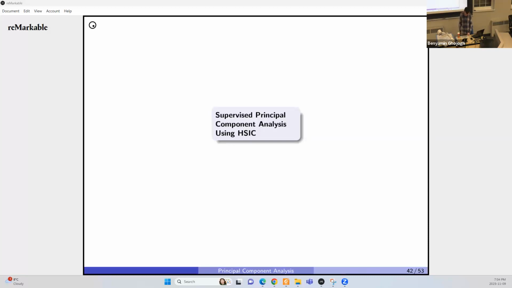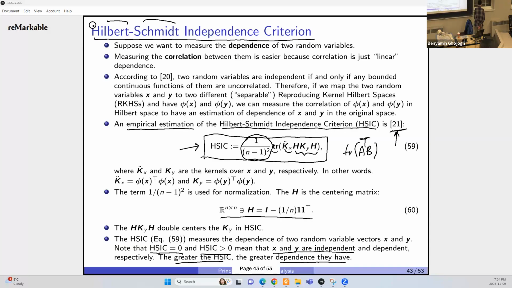So last session we talked about principal component analysis, unsupervised principal component analysis, and direct PCA, dual PCA. We also talked about kernel PCA. We started supervised PCA, but we couldn't finish it. So let's restart from the start of supervised PCA using HSIC. As I said, we have two variants of supervised PCA.